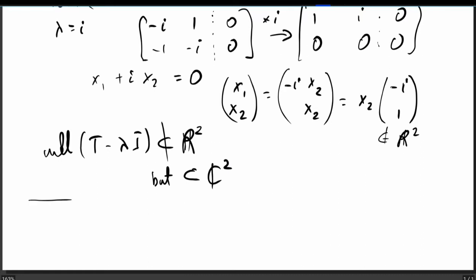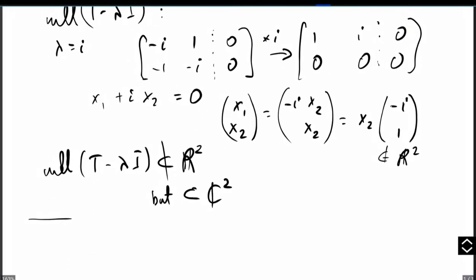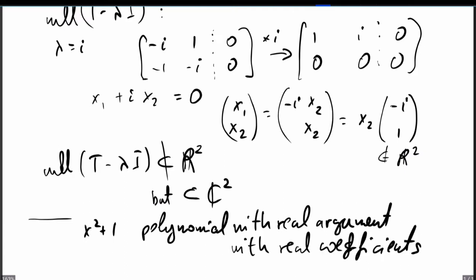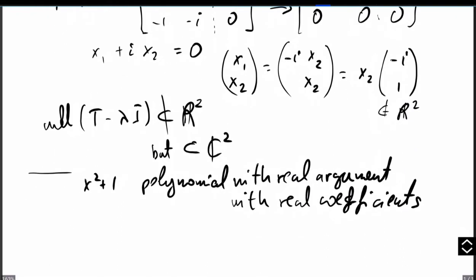The reason why this whole thing happened is that we had this equation x squared plus 1. This was a polynomial, and we assumed real argument x and also real coefficients. 1 for x squared, 0 for x, and 1 for the constant term. So very nice real coefficients. But then it doesn't have a root in the real numbers. So we worked with real numbers, and suddenly we obtained that there are no roots.